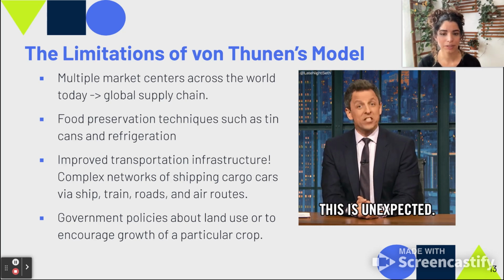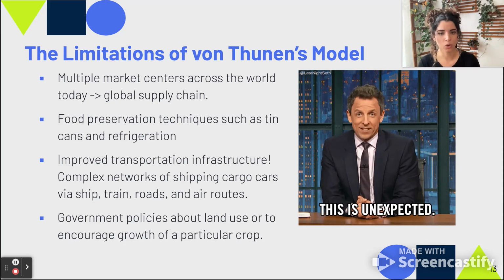Also, improved transportation infrastructure. We have shipping, we have trains, roads, air routes. There are so many ways to transport goods, not just ox carts. And finally, government policies about land use to encourage growth of a particular crop. So now we have more government interventions that farmers have to consider as they're deciding where and what they're going to farm.